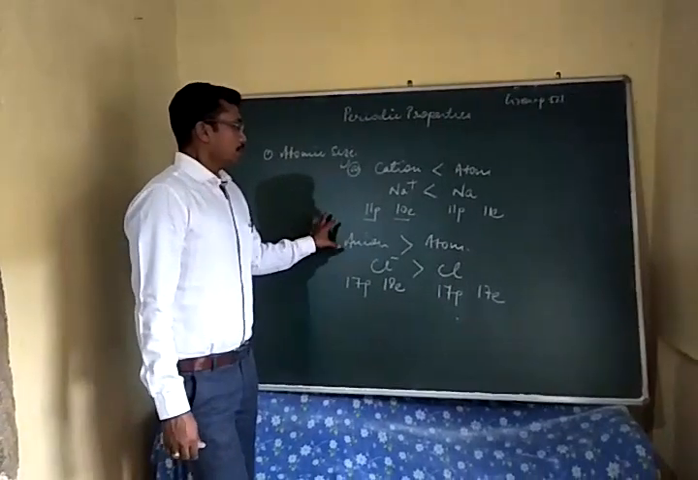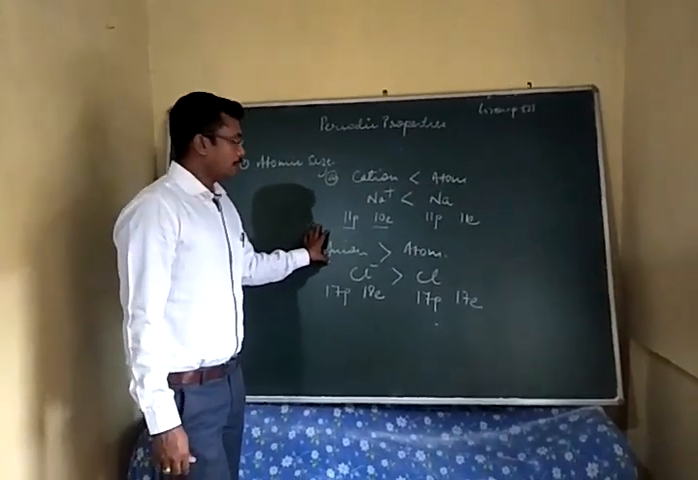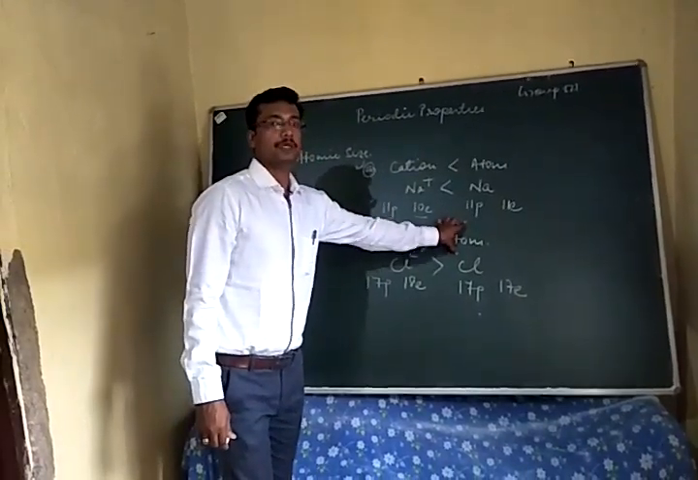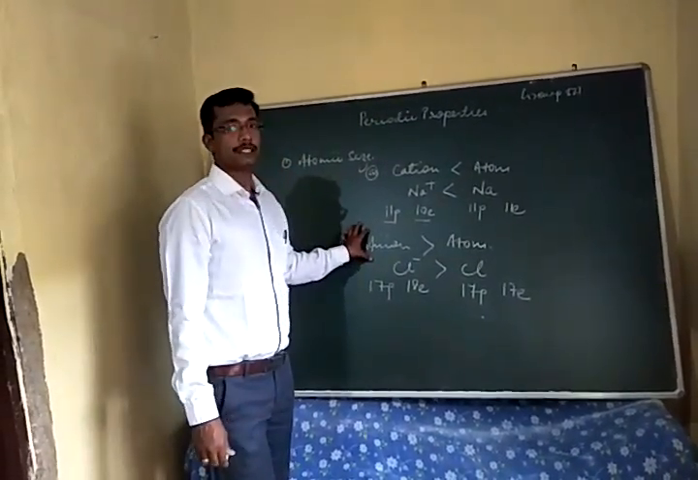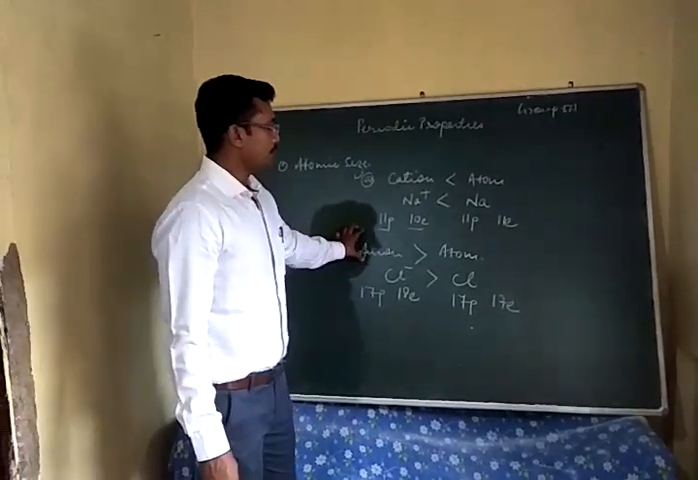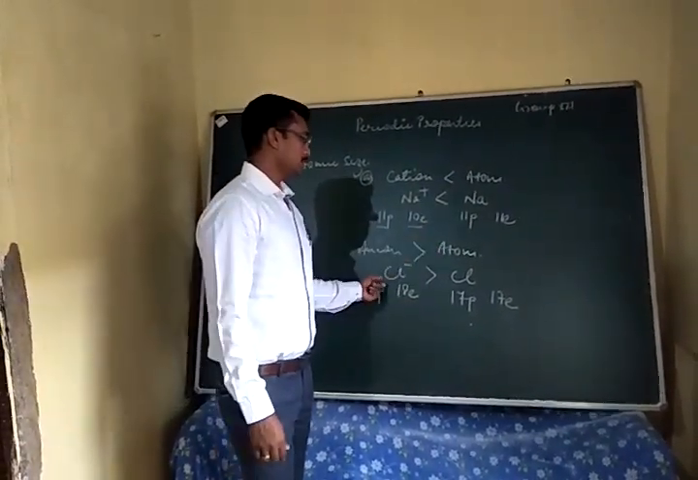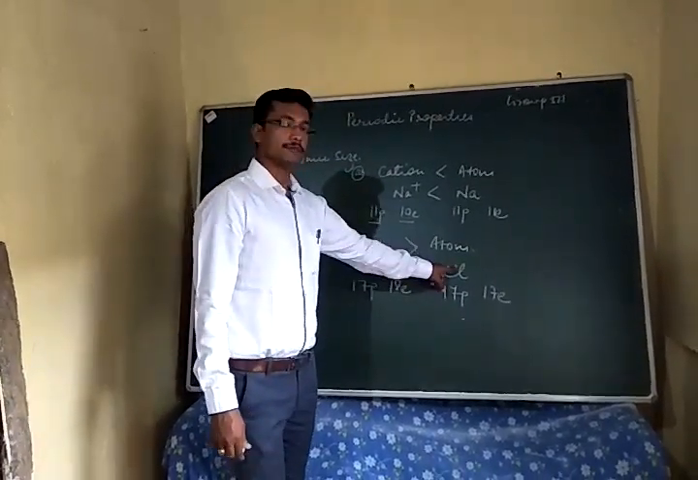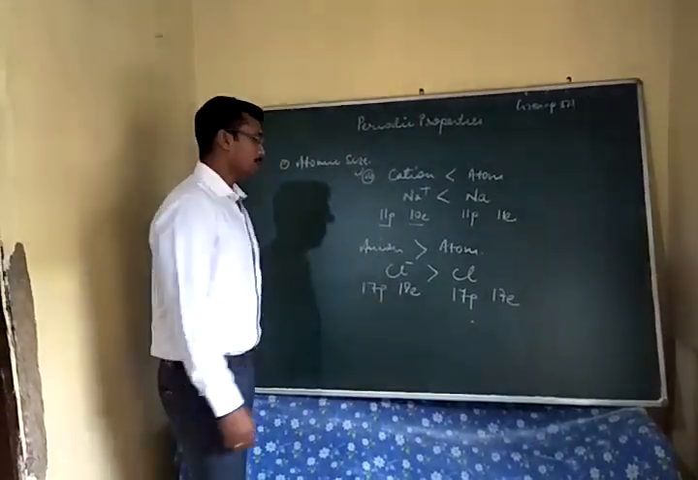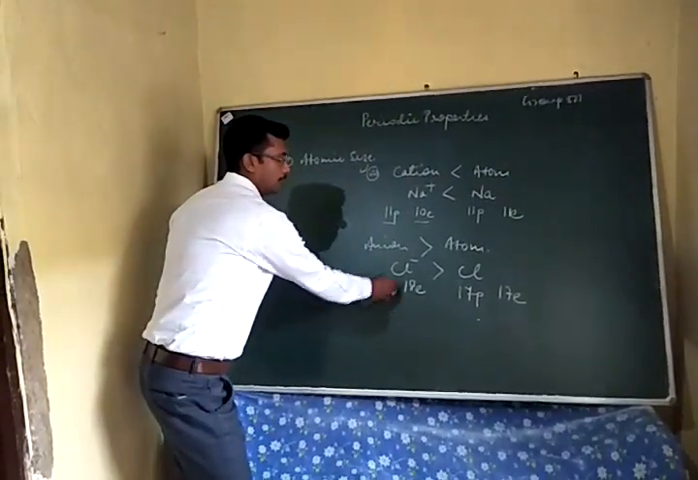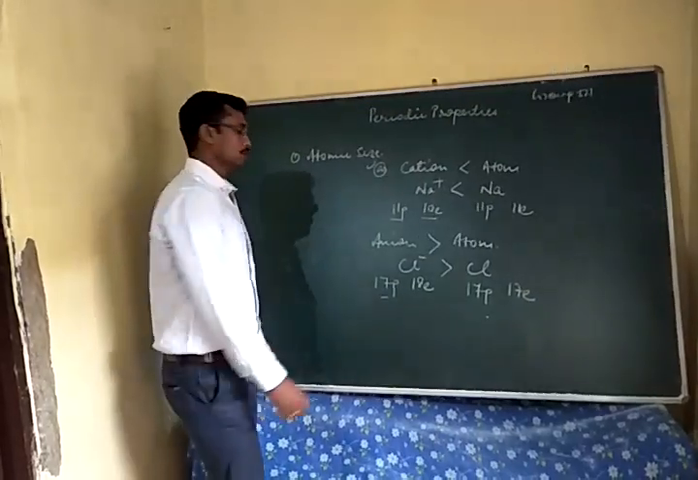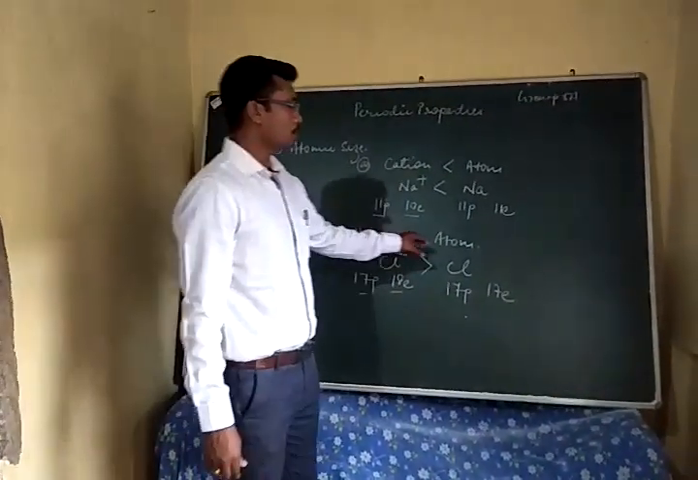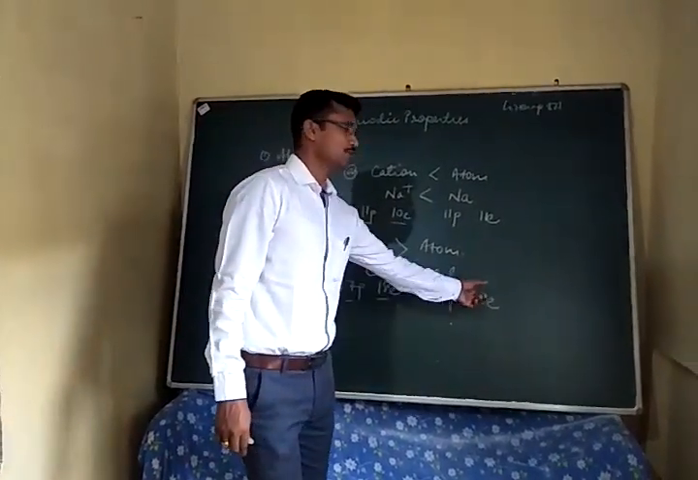Same when we come to an anion. An anion is found to have a size bigger than the neutral atom. An anion, you know, is a negatively charged atom, so it is always bigger than the atom. You can see one example, chloride ion and chlorine atom. For the chloride ion, the number of protons is 17, and because it has one extra electron, the number of electrons is 18. Whereas the chlorine atom has the same number of protons and electrons.